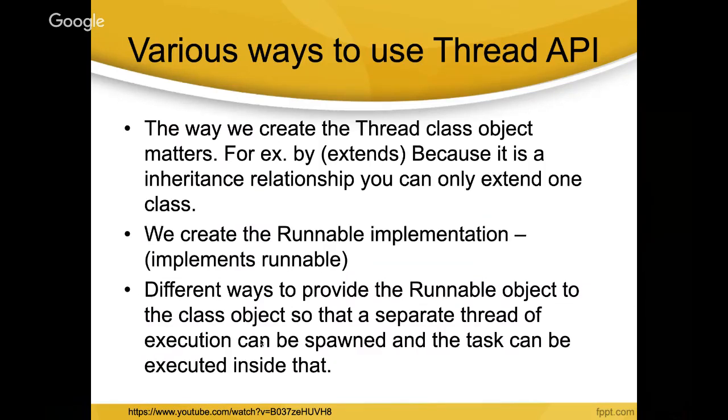So there's various ways to use a thread API. You can extend the class to create a thread, but since it is an inheritance relationship, you can only extend one class at a time. So that can be very limiting. You can also create a thread using a runnable implementation. This is the preferred method because you can create many threads using the runnable on whatever class it's implemented on. So you could have it on multiple different classes having different kinds of code inside of it, and you could be running multiple threads on that.